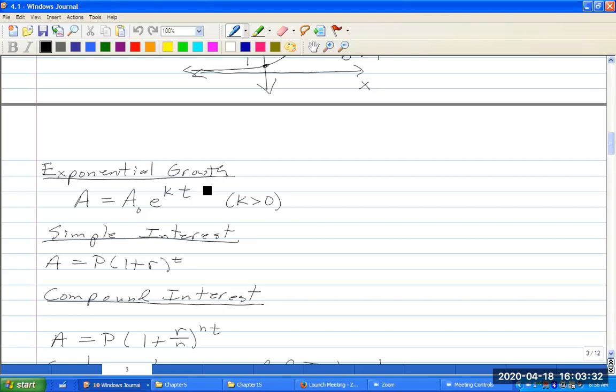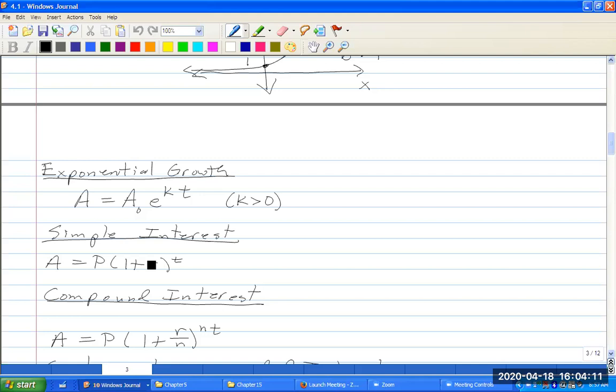Examples of things that exhibit exponential growth: population, this would be an example of population growth, or money, interest. So recall the simple interest formula, A equaling P times 1 plus RT. So in this case, A sub 0 is just P, k is just ln of 1 plus R.